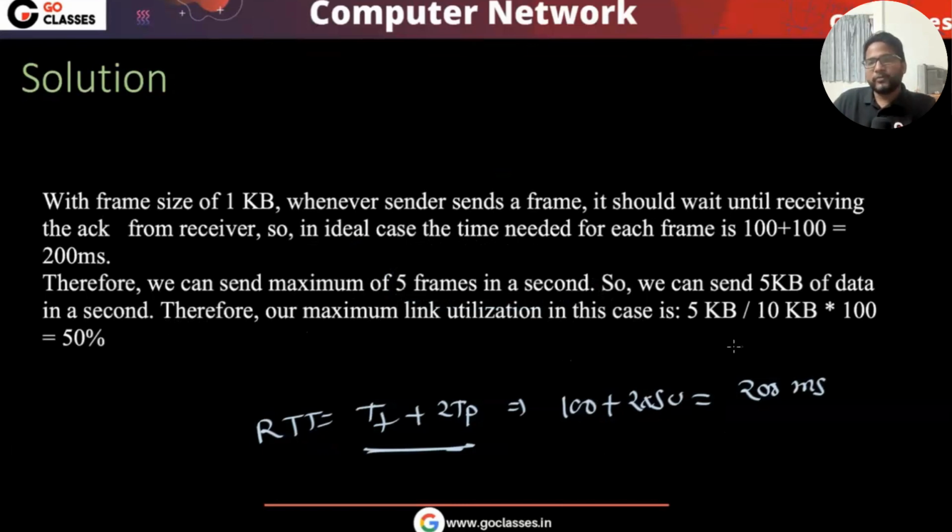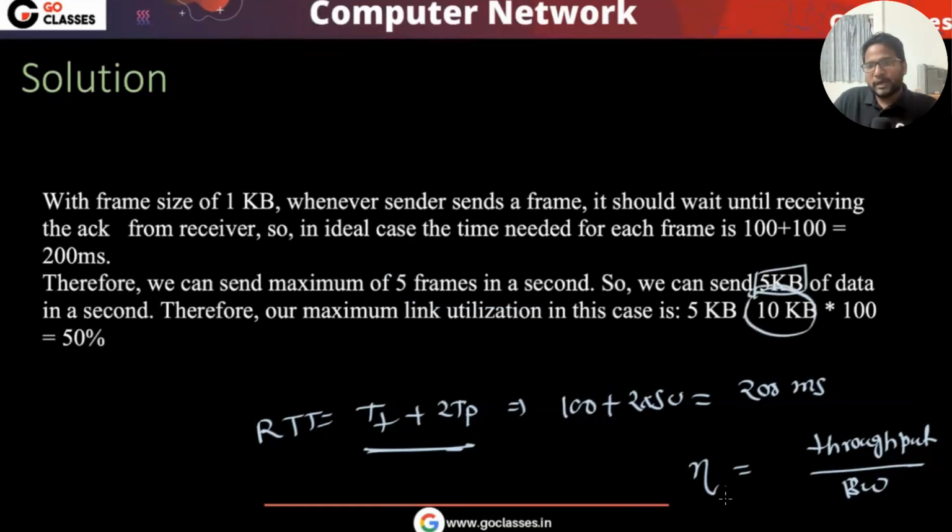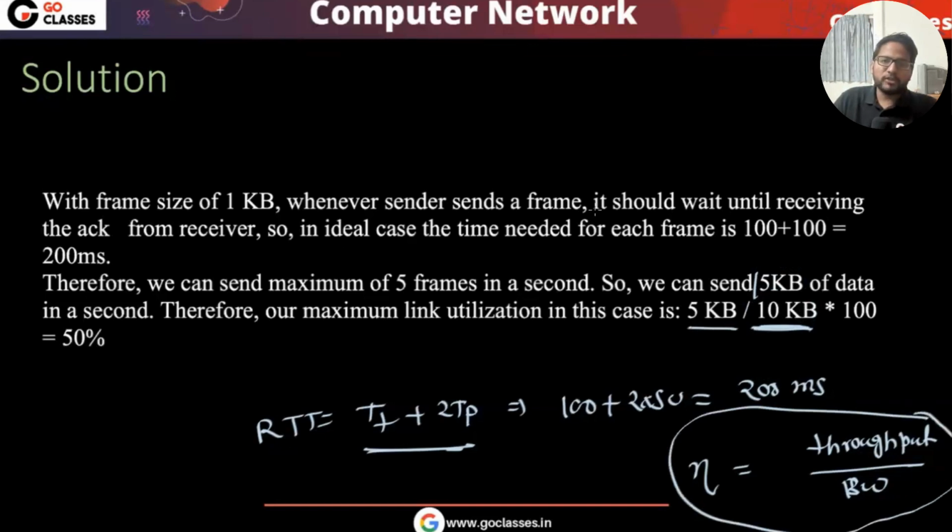So what they are doing is basically an interesting thing. They are finding the throughput, and then they are dividing by bandwidth. They are using this formula. They first found out the throughput, which is 5 kbps, 5 KB of data. What we are actually sending is 5 KB, but what we could have sent is 10 KB. So that's how they are finding the efficiency. They are using this formula, which is okay. Have you understood what they are doing?